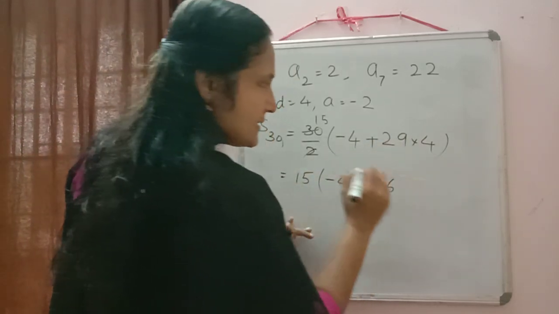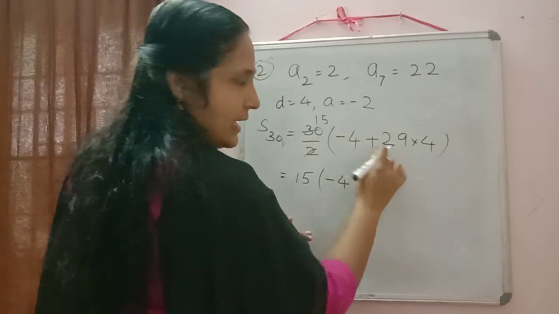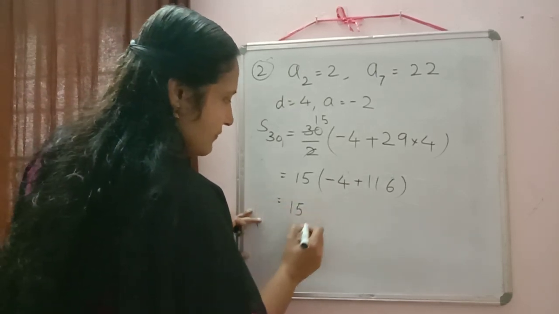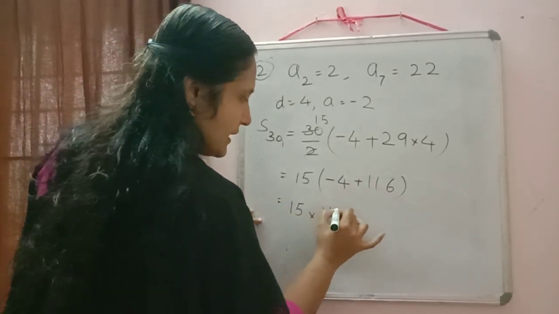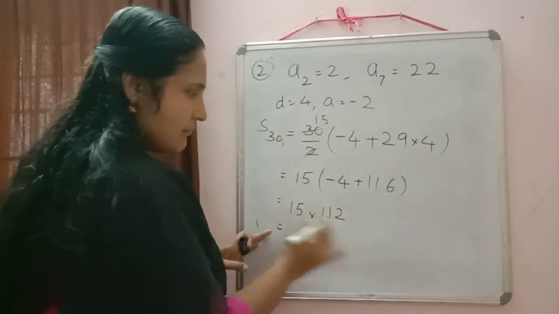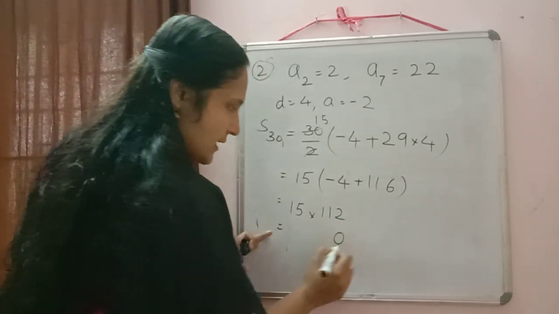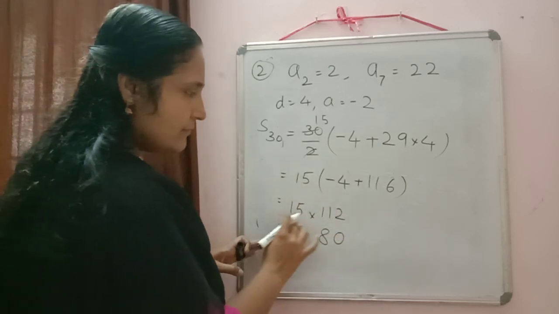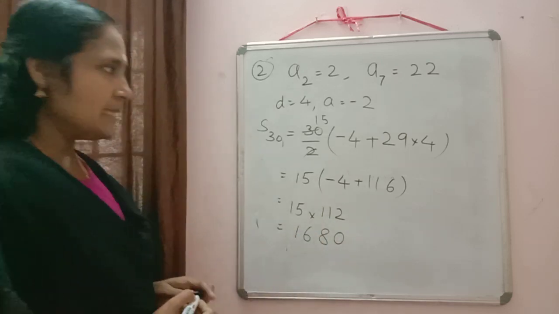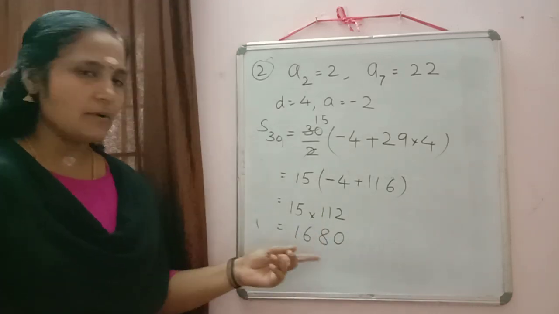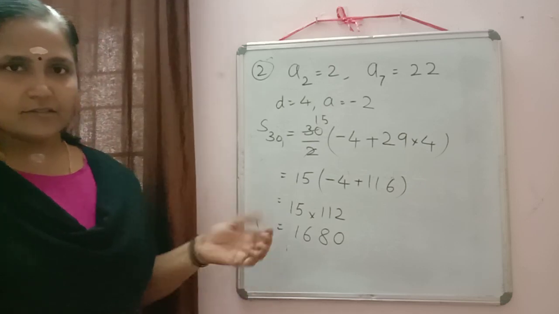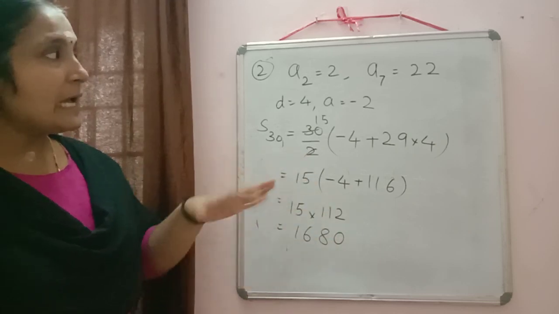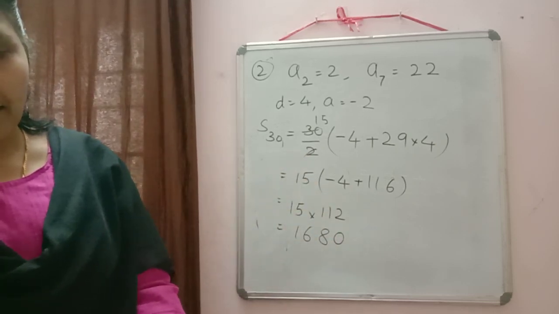So 4 9s are 36, carry over 3, 4 2s are 8, 8 plus 3, 11, 116. So it will be equal to 15 into 116 minus 4, that will be equal to 112. Now we will multiply it. 15 2s are 30, carry over 3, 15 1s are 15 plus 3, 18, carry over 1, 15 1s are 15 plus 1, 16. So sum of 30 terms is equal to 1680. So here we are using both the concept of sum of n terms and concept of n terms also.